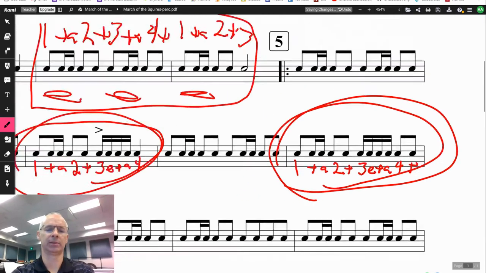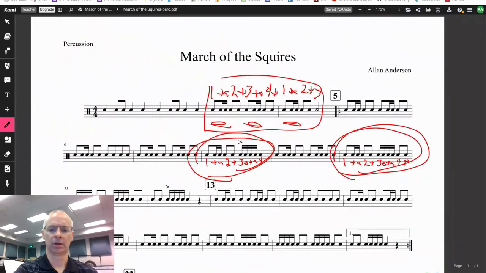So in real time, this pattern, 1 and a 2 and 3E and a 4. In this pattern, 1 and a 2 and 3E and a 4 and. The way that I recommend practicing this is by slowing it way, way down. Some people have trouble with this because they think of those 16th notes as having to play really, really fast. 16th notes aren't fast notes. They're just notes that don't last very long.